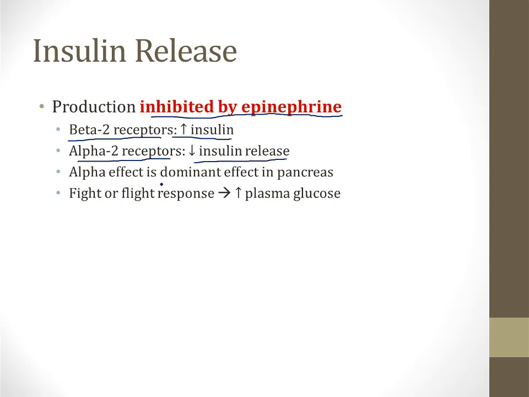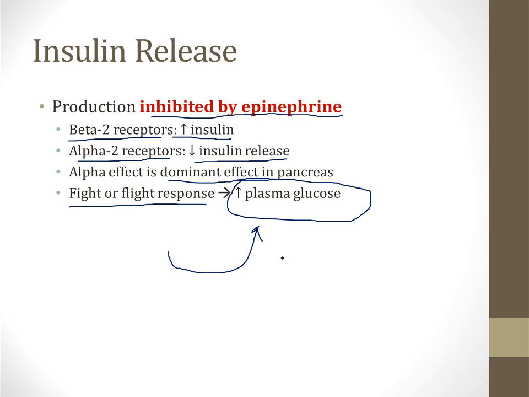And the alpha effect, it turns out, is what is the dominant effect in the pancreas. Therefore, as you know, when you experience the fight or flight response via the sympathetic nervous system, the result is to raise the plasma glucose level, and this should make sense to you. You want more glucose in the plasma in the setting of a fight or flight response.